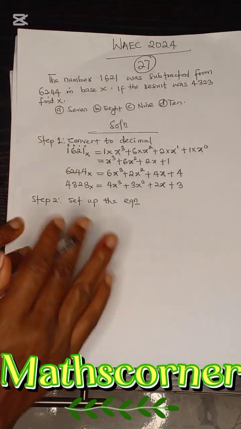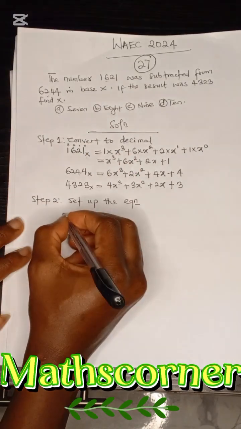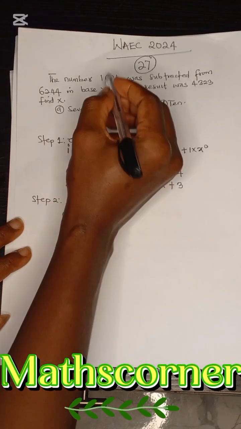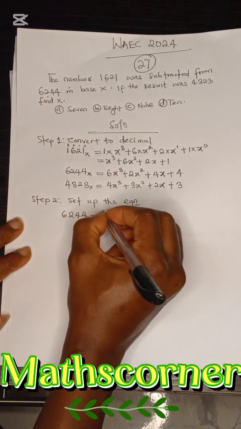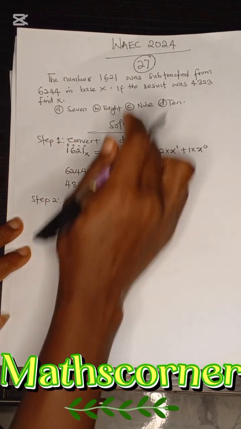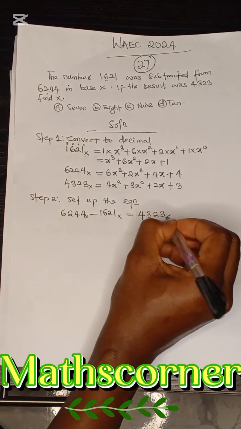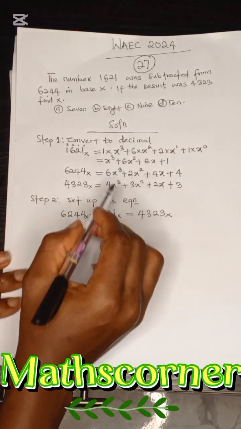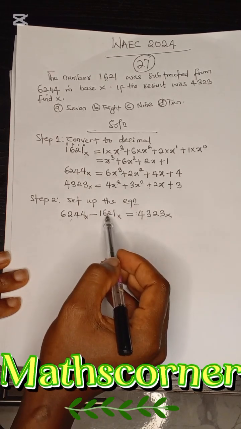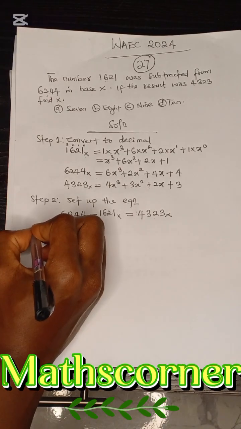So to set up the equation, remember, this number was subtracted from this. So the equation will be looking like this: 6244 minus 1621, remember, it's in base x, is equal to, the result is 4323 base x. Alright, so I'm going to write this out here. Wherever I see this, I'll replace it by this. So let me go ahead and substitute them.